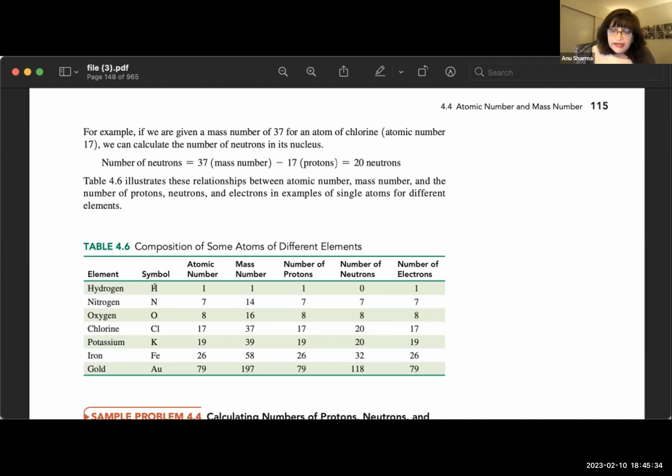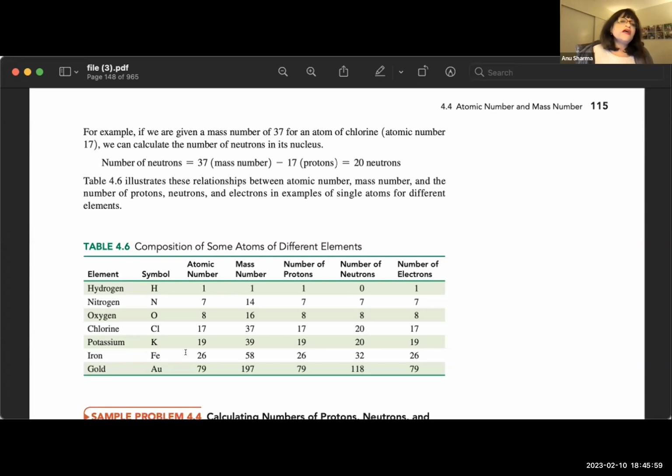So here you have the hydrogen. The atomic number is 1, the mass number is 1, the number of protons is 1. The number of protons and the number of electrons are going to match for neutral atoms, so it will be the same. And the number of neutrons is the mass number minus the number of protons, and that gives you the neutrons. So that's the formula, as you can see on the top here where the cursor is.